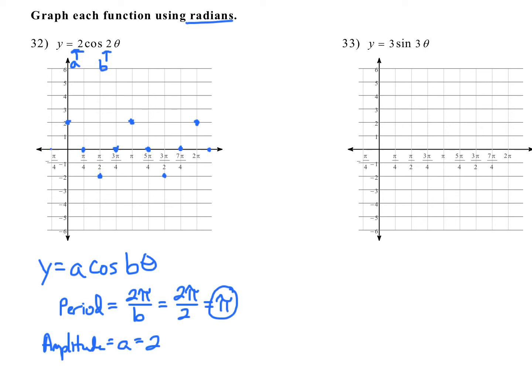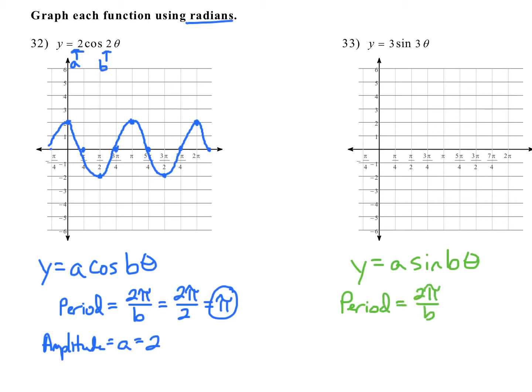And that takes care of our cosine function for 32. Now our sine function, we have y equals a times the sine of b theta. It works pretty much the same way. Our period is equal to 2 pi over b. Well, this time b is 3. So we've got 2 pi over 3.